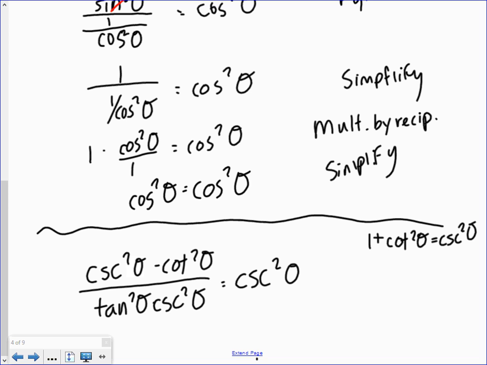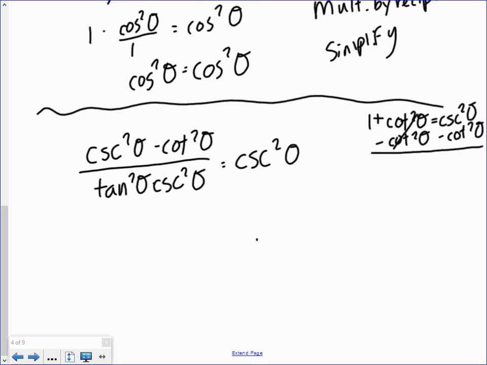We have that Pythagorean identity written down in the notes, but we could manipulate that, subtracting cotangent squared theta from both sides, and then we know that, like Catherine said, that numerator is equal to 1. Okay, so if we utilize Catherine's substitution there, 1 over tangent squared theta times cosecant squared theta. I'm changing the problem.